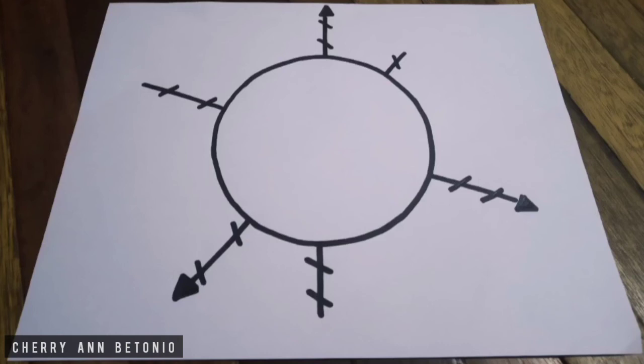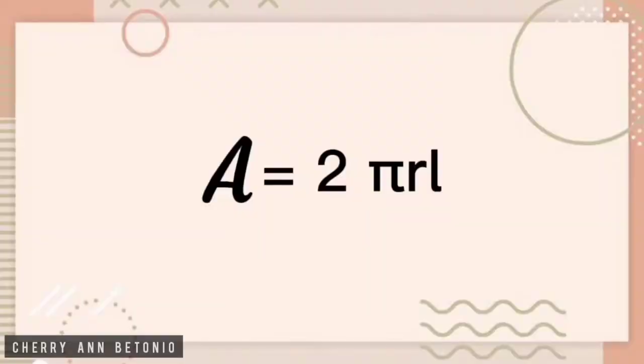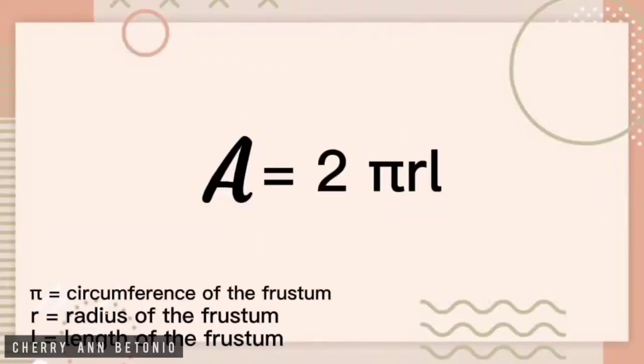Para masagot natin yung tanong, balikan natin yung arc length. To approximate arc length, gagamitin natin yung straight line segment. At kapag nakuha na natin yon, i-rotate lang natin siya around the axis. Tapos, para makuha na natin yung approximation ng three-dimensional figure, kada segment, tinatawag silang frustum. Para mahanap natin yung surface area of one frustum, kailangan natin gamitin yung formula na ito.